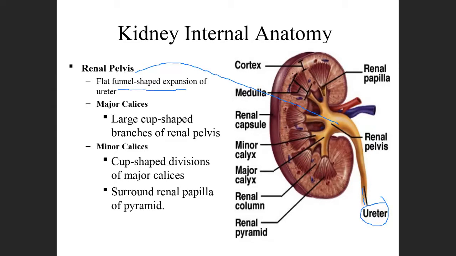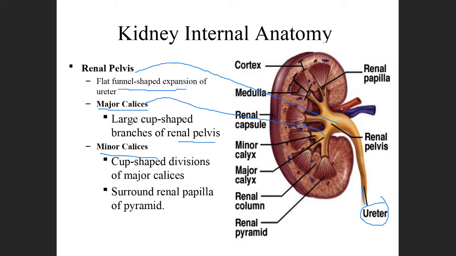So what are the other things present there? The first large division is called the major calyx. This major calyx is the large cup-shaped division of the renal pelvis. It is a main branch from the renal pelvis.